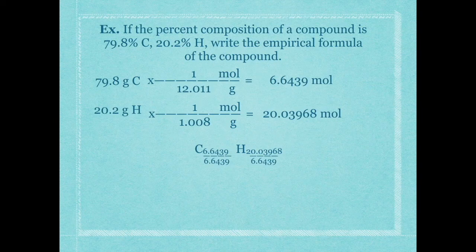And what I get is C, 1, but I'm not going to put the 1, H, 3. And I'm done, because the value that I got by dividing the 20 by the 6 was extremely close to 3. I think it was like 2.99 or 3.01, so I could round it to 3.